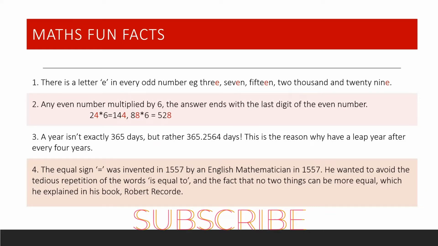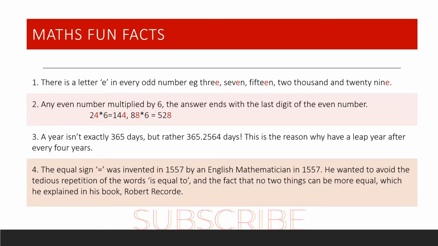Let's learn some fascinating facts about maths. And we start with the first one, which is saying that in all odd numbers that you can think of, there is always a letter E. And I think the first thing is to first of all understand what is an odd number.